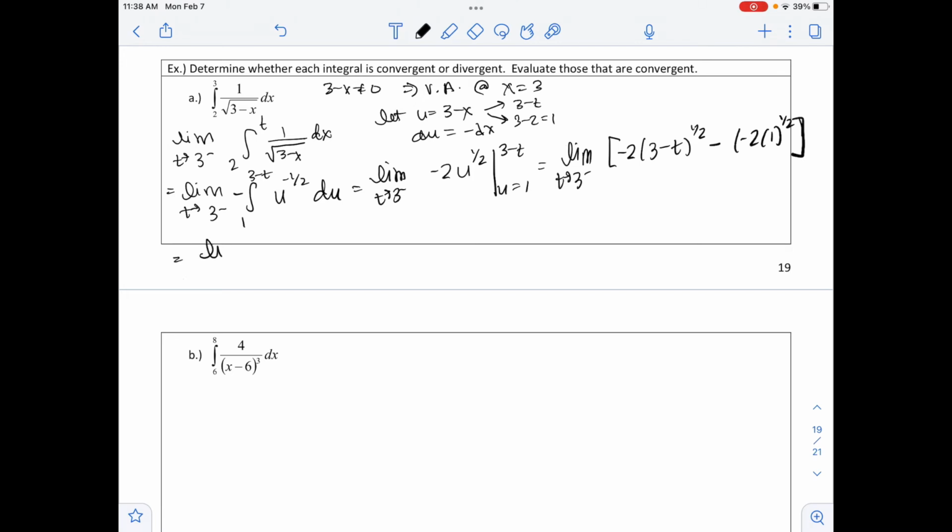And so we're going to have the limit as t approaches 3 from the left of negative 2 times the square root of 3 minus t, and then plus positive 2. If we look at the limit here, you'll notice as you're approaching 3 from the left, it's going to become 3 minus 3, which is 0, times negative 2, which is also going to be 0. So that's going to converge to 0. So 0 plus 2, which is 2. And so yes, this converges.